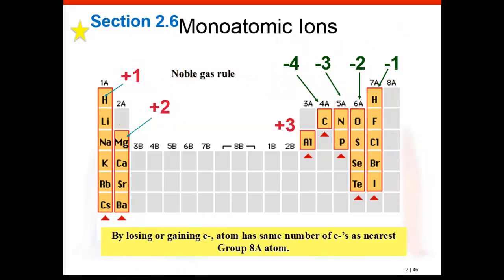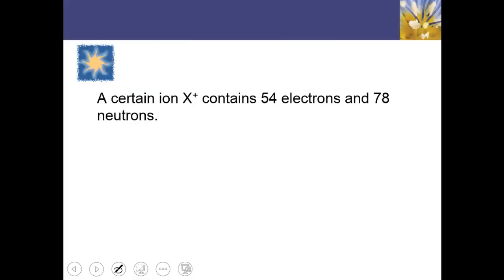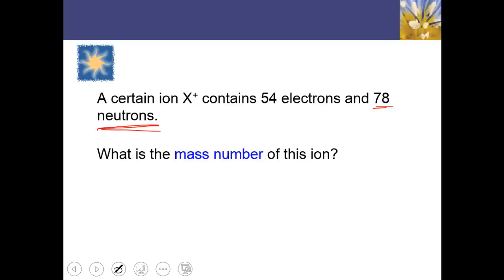Now, what we'll find is that if we look at the next section here, it says a certain ion contains 54 electrons and 78 neutrons. It says, what is the mass number of this ion? Well, first of all, it says it has 78 neutrons. Okay, so we know that's going to be part of the mass. And so we have to figure out how many protons there are in this ion. And this ion has a +1 charge.